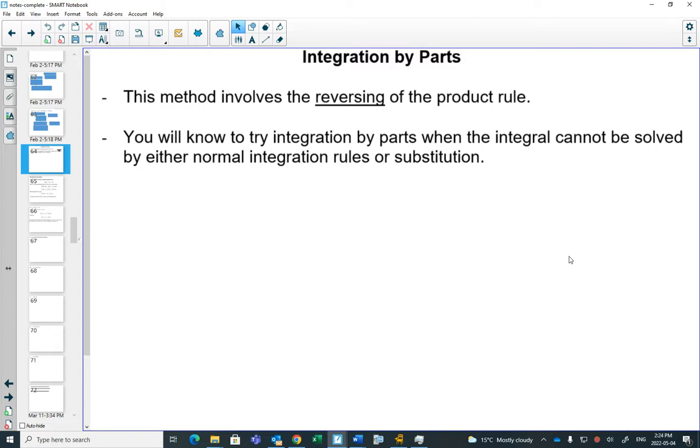But it is another key technique for tough integration questions. And it's a technique that undoes the product rule. So we had integration by substitution, as that was what we were working on yesterday. That undid the chain rule. This will undo the product rule. And it's really quite clever. So this is what it looks like.